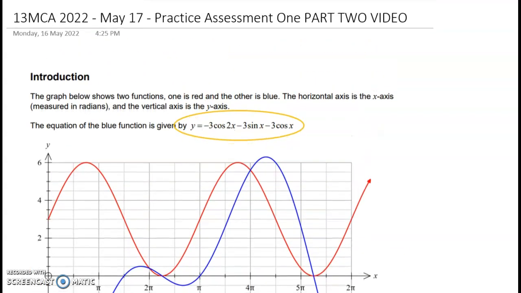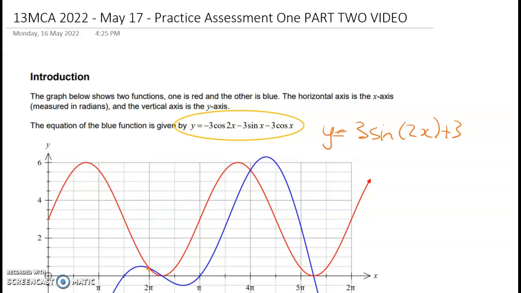So in the first video, which you need to have watched, we figured out that the red function had the following equation. So the red function was pretty straightforward. Oh, the red function was 3 sine 2x plus 3. Right, so where are those two functions going to be equal?